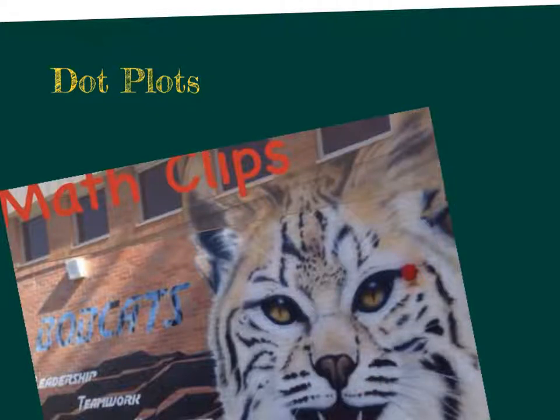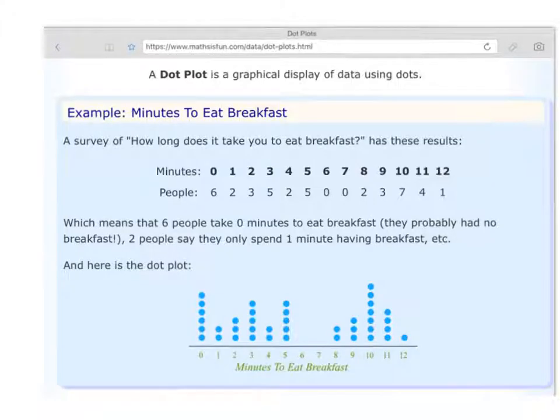This is a video about dot plots. So what is a dot plot? A dot plot is a graphical display of data using dots, and that's what these are.